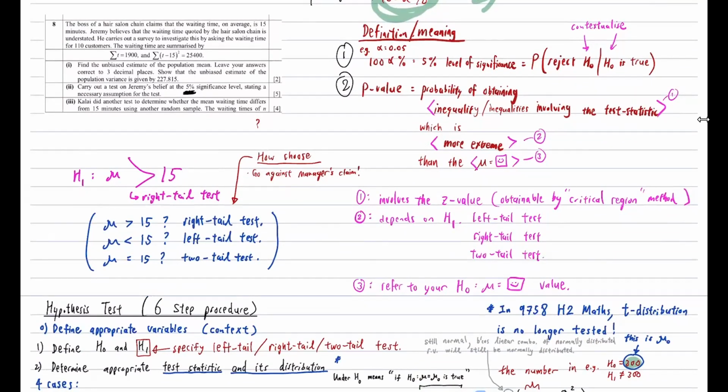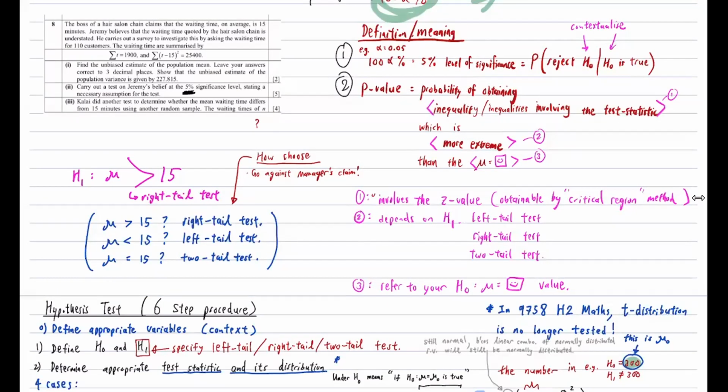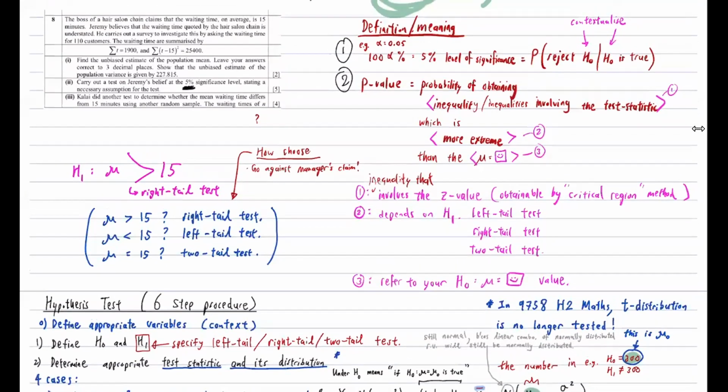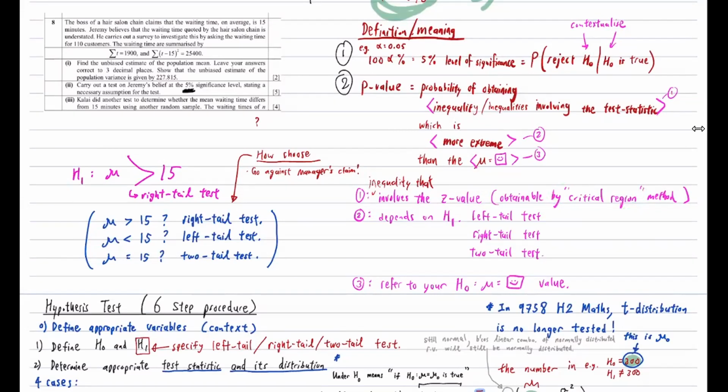Number one is something that involves the z value. It's an inequality that involves the z value. I don't have a good example here, but if you do the critical region method, you'll be able to obtain an inequality on the test statistic. Let's say x is less than negative 1.96. Then you have to mention this inequality when you're asked to explain the meaning of p-value.